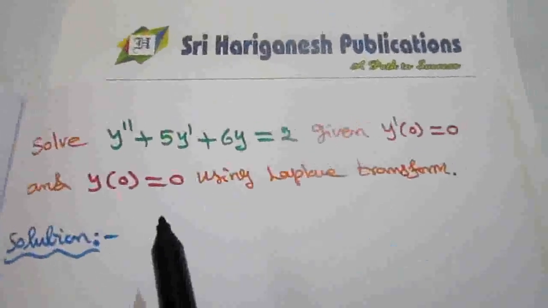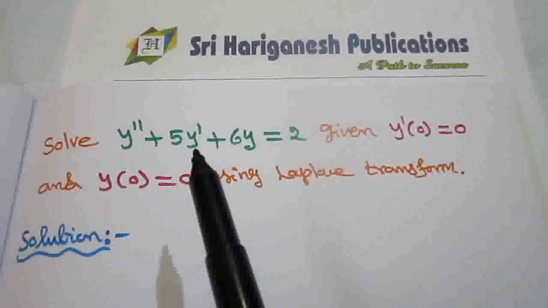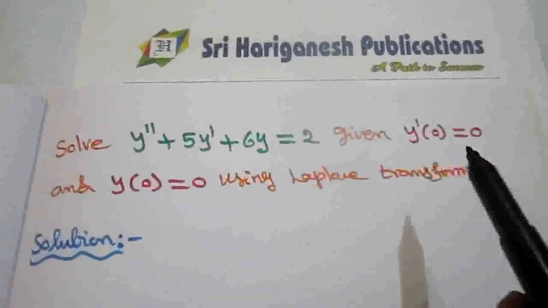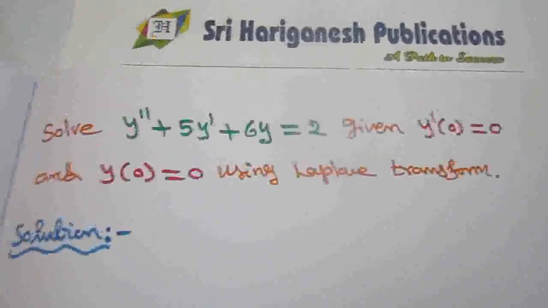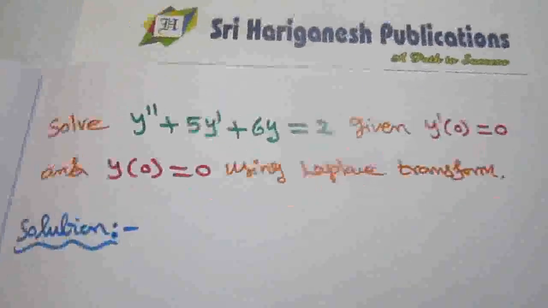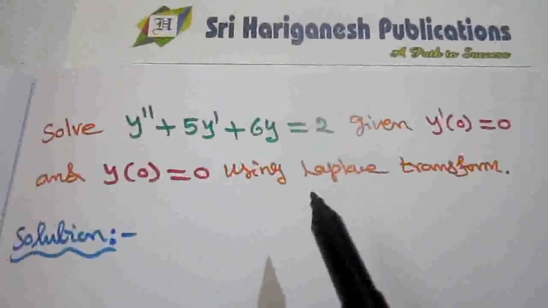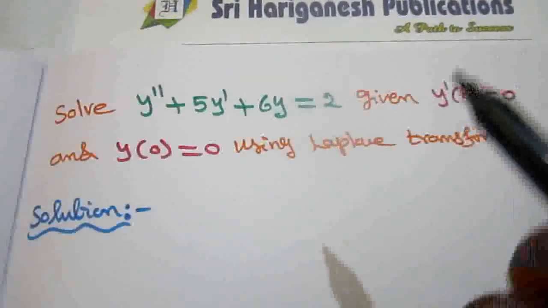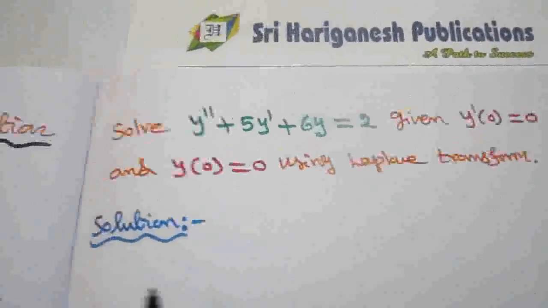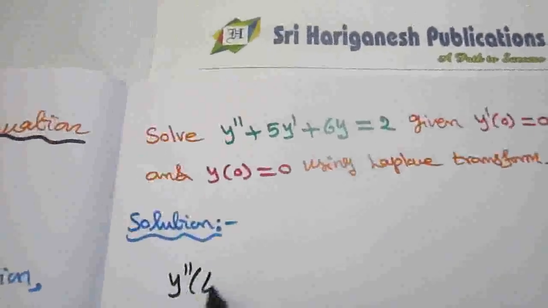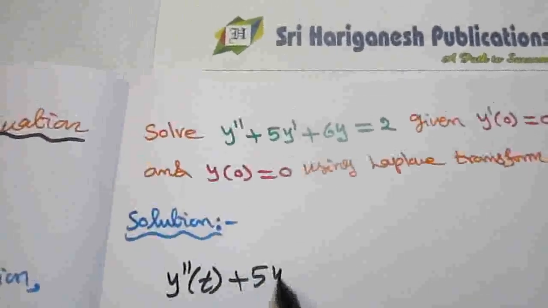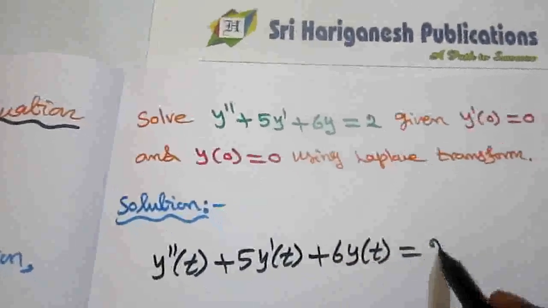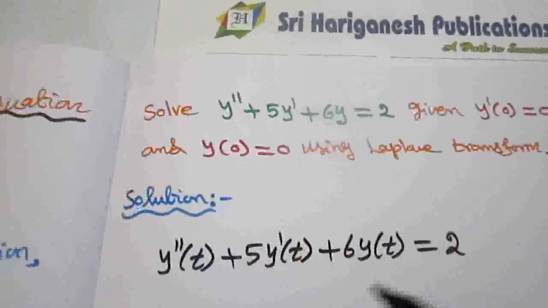Okay, the first problem: solve y double dash plus 5y dash plus 6y equal to 2, given y dash of 0 equal to 0 and y of 0 equal to 0, using Laplace transform. To solve this differential equation I am going to use the Laplace transform method. The given differential equation can be rewritten in terms of t as y double dash of t plus 5y dash of t plus 6y of t is equal to 2.